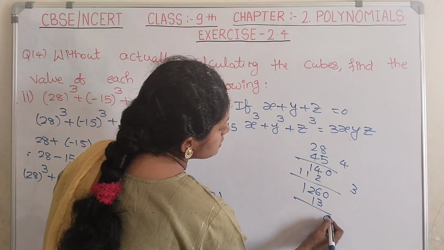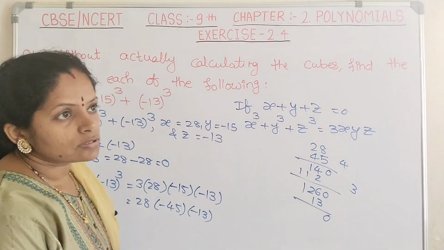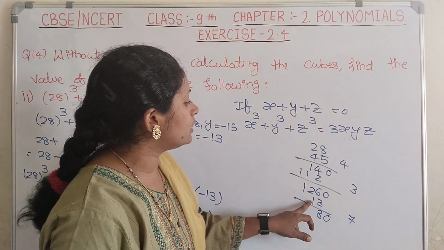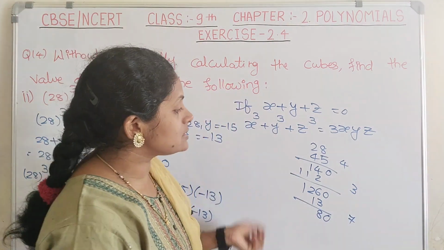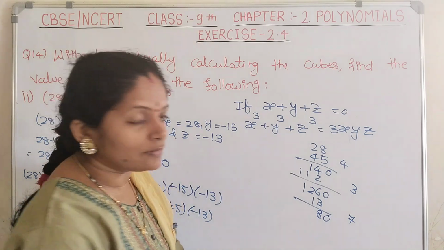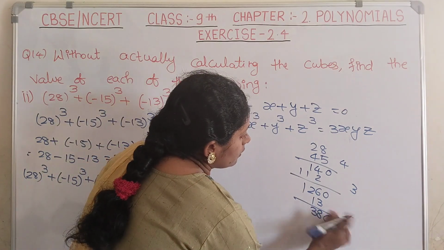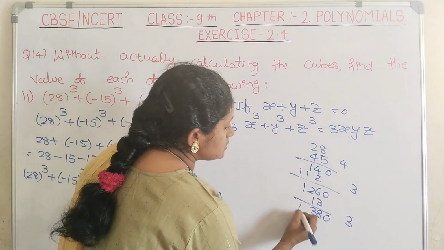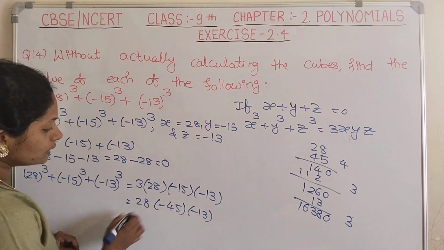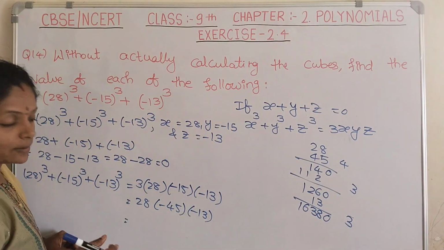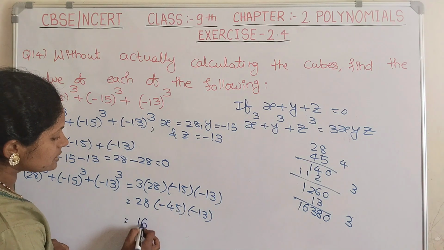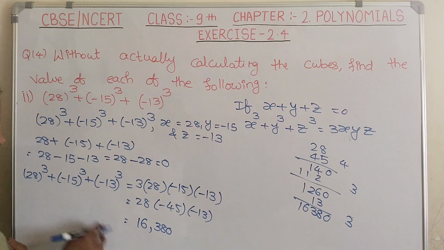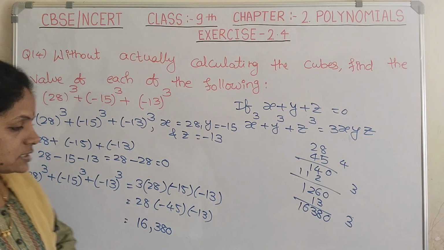13 into 0 is 0. 13 sixes are 78, 8 carry 7. 13 twos are 26, 26 plus 7 is 33. Carry 3. 13 ones are 13, 13 plus 3 is 16. Here minus into minus will become plus. We got 16,380. This is the result of this one.